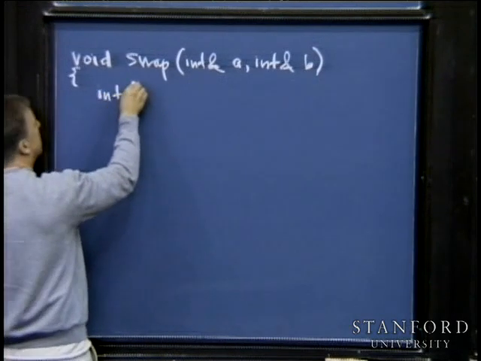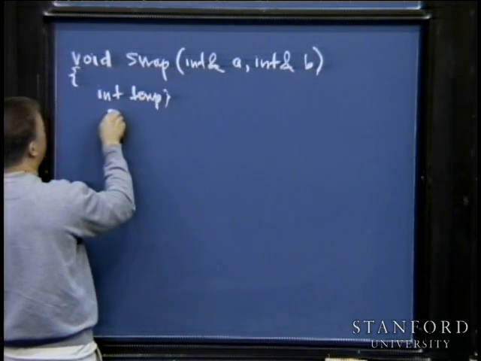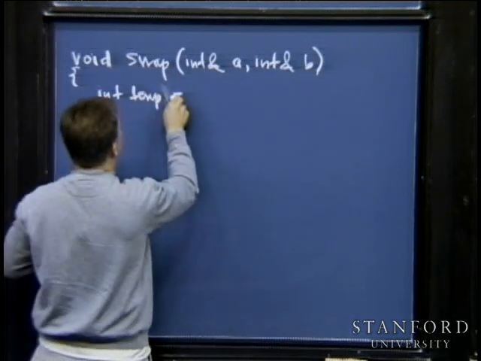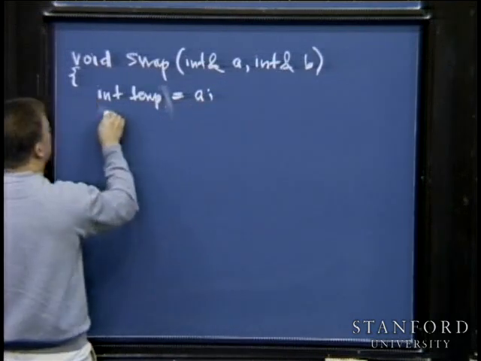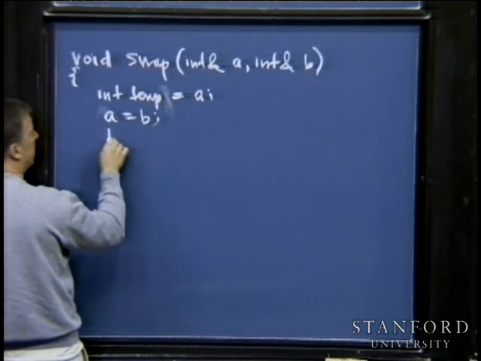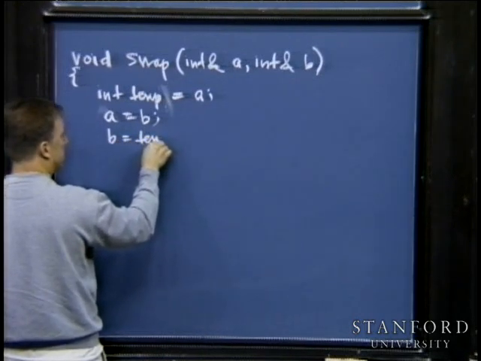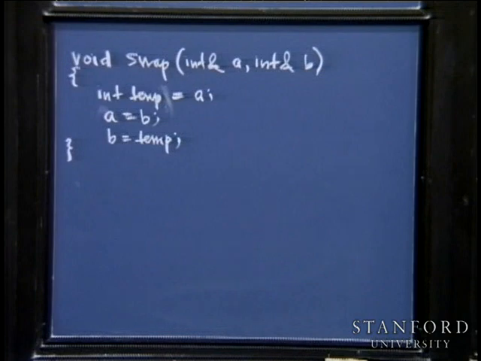Int temp is equal to, what did I say over there? A. Then A is equal to B. And then B is equal to temp. Algorithmically, it looks similar, and it even sort of has the same side effect. But you may question how things are actually working behind the scenes in order to swap things by reference as opposed to by exposed address.